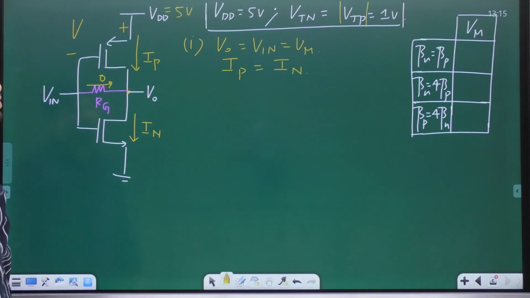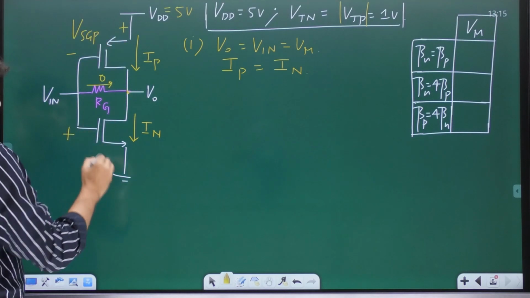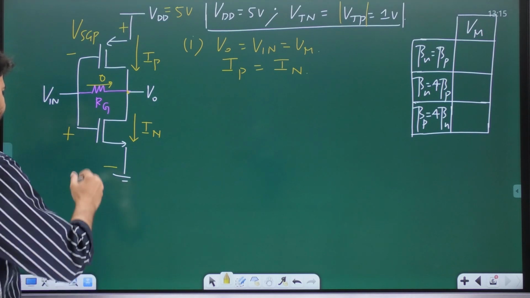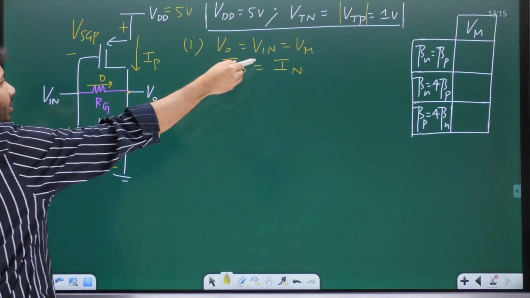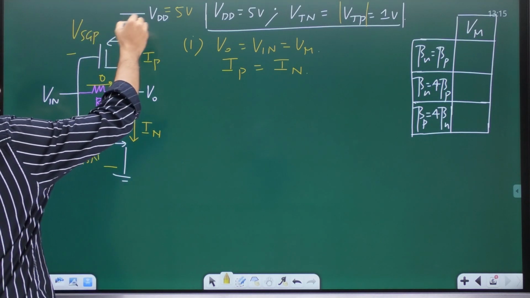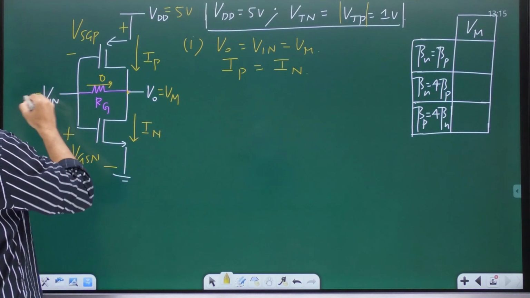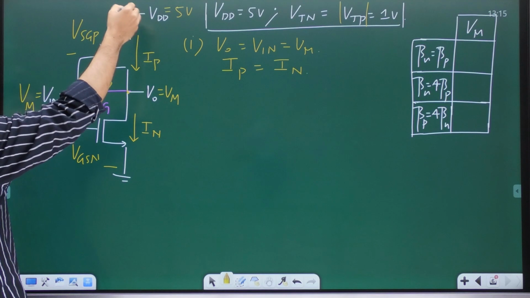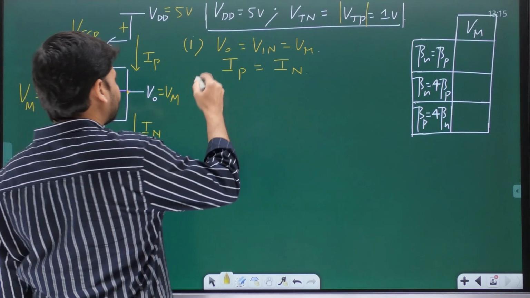Well, before that, what is this voltage drop? Is it not the drop between source and gate of the PMOS transistor, which is VSGP? And what about this voltage drop? Is it not the drop between gate and source of the NMOS transistor, which is VGSN? And here, V0 and Vn both are equal to Vm. So look at VSGP. Is it not VDD minus Vm? So V0 is Vm. Vn is also Vm. So VSGP is VDD minus Vm, or 5 minus Vm for the given value of VDD, okay?